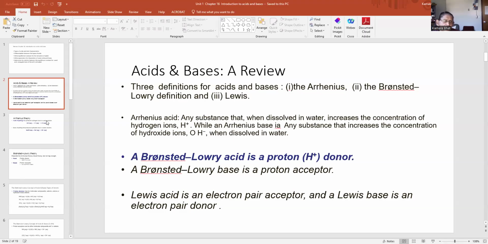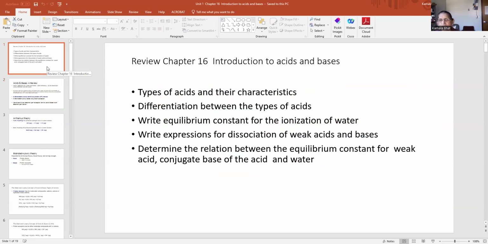Share my screen with you, and so you can see the content for the introduction for acids and bases and the chemical equilibrium. First is I'm going to give a quick review so that you have an idea of what we are talking about. And then I will do another slide in which I will show you how to calculate the equilibrium constant for acids or bases, since you already have an idea how to do that.